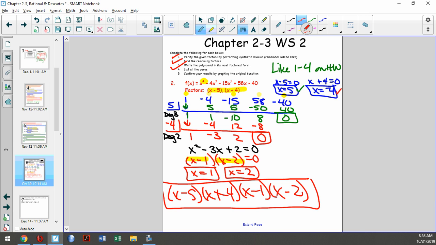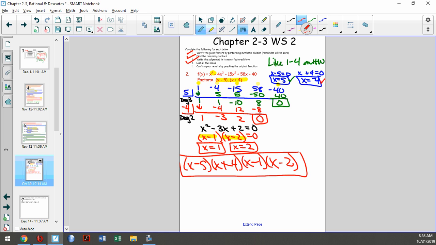Then it says to list all of your zeros. Well, my zeros are all right here. I have them, I just need to organize them. So x is equal to 5, -4, +1, and +2. Did we see that, yes or no?